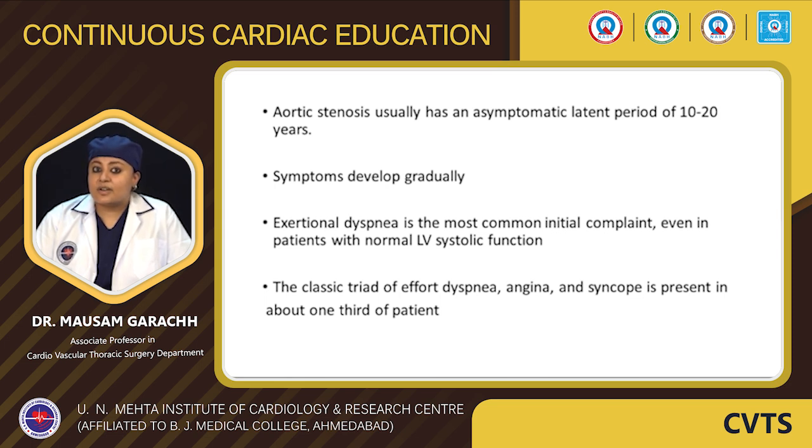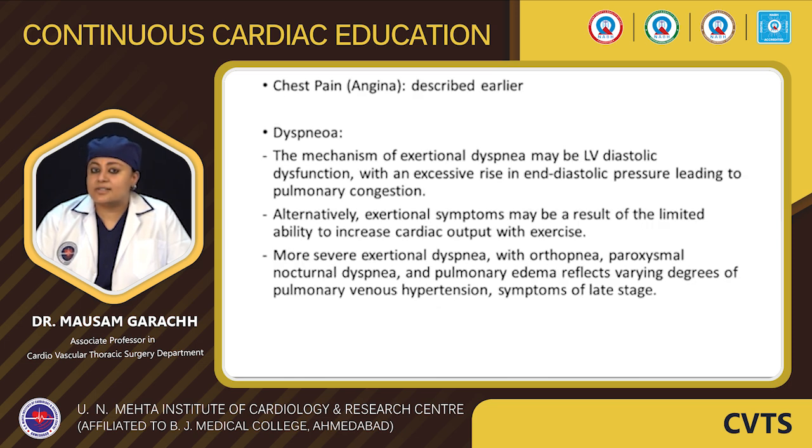The symptoms gradually develop. The exertional dyspnea is the most common initial complaint, even in the patient with a normal LV systolic function. The classic triad of effort dyspnea, angina, and syncope is present in about 1/3 of the patients. Chest pain, angina, has been described earlier. Now, the dyspnea. The mechanism of the exertional dyspnea may be the LV diastolic dysfunction with an excessive rise in the end diastolic pressure, which is leading to pulmonary congestion.